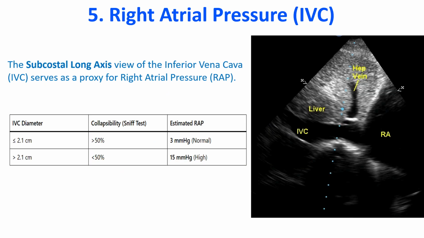The subcostal long axis view of the inferior vena cava serves as a proxy for right atrial pressure. If the IVC is small and collapsibility is good, estimated right atrial pressure is normal. On the other hand, if the IVC is dilated and collapsibility is less, then right atrial pressure is elevated.